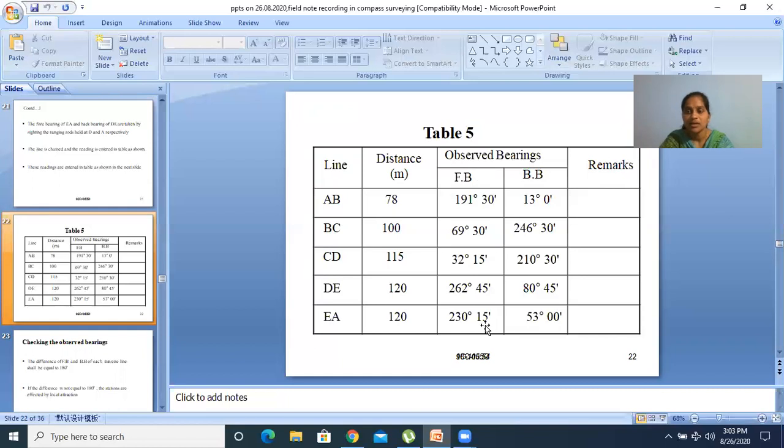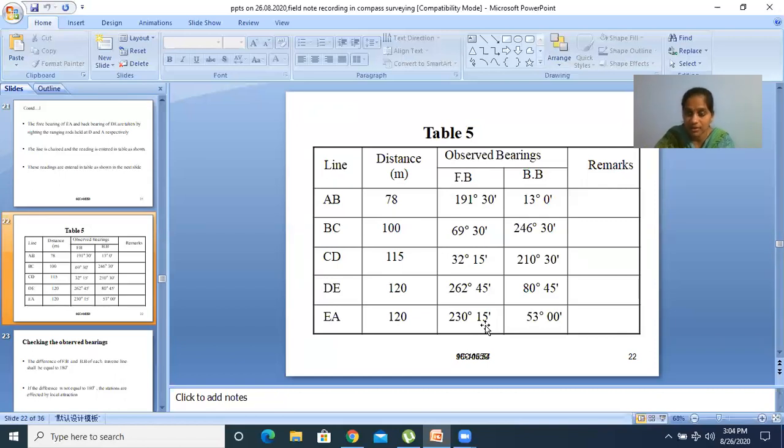Yes, simple. So first of all, you have to do the reconnaissance of the area that has been taken. That is the operations involved in compass survey. After that, you can select the stations. So here I have taken 5 stations, and the area which is enclosed in between the 5 stations. I am now taking the bearings and lengths. That is the traverse lines.